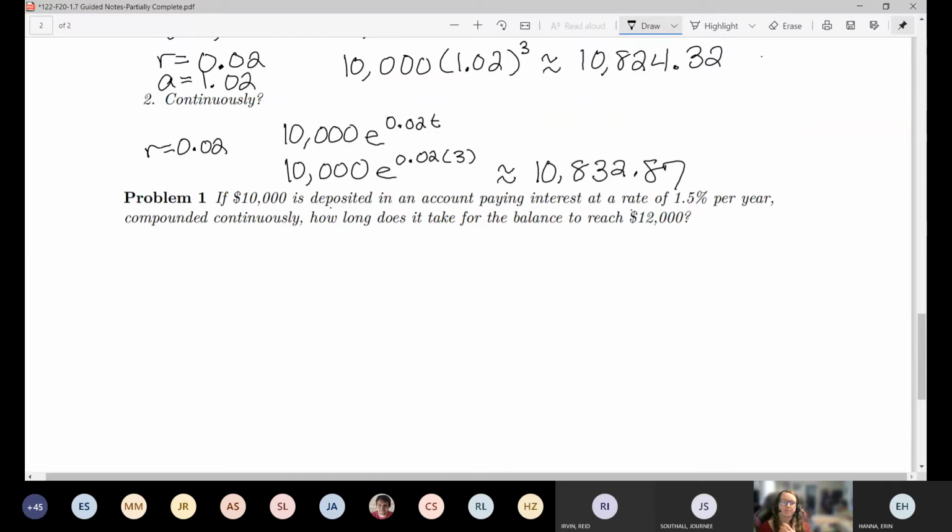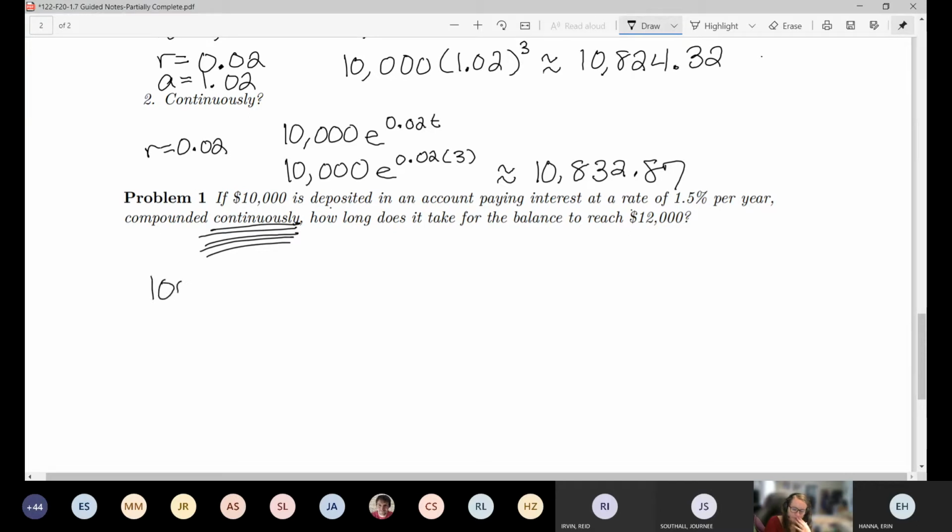So last one in 1.7. If $10,000 is deposited into an account, paying an interest rate of 1.5% per year, compounded continuously, how long does it take for the balance to reach $12,000?